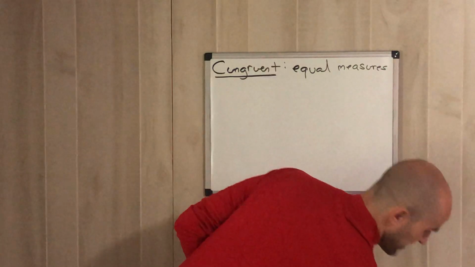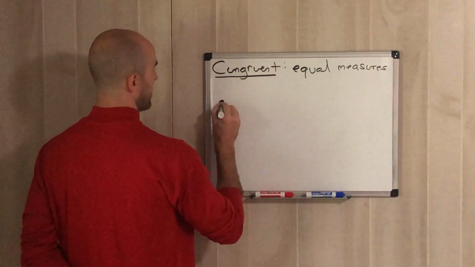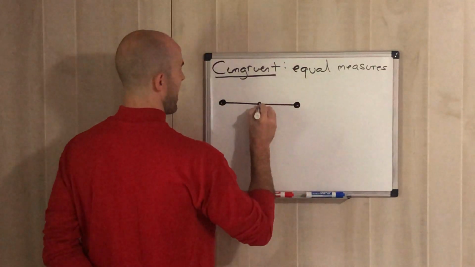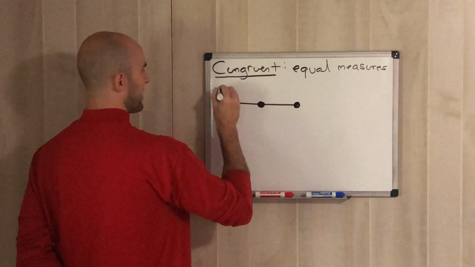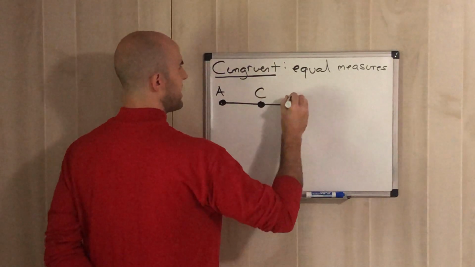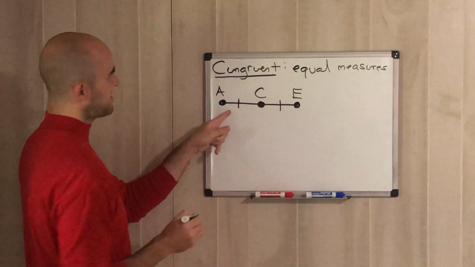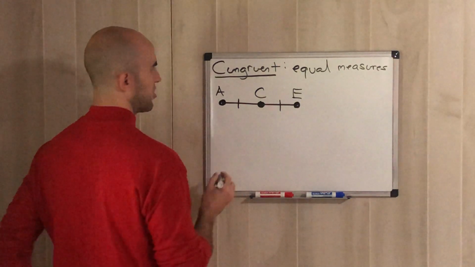Congruent means exactly the same. So let's say now that I were to give you this. Let's say that we have this. We know that that's A. Let's call that C. Let's call that E. I'm going to show you right now that AC and CE, those two segments, are congruent.